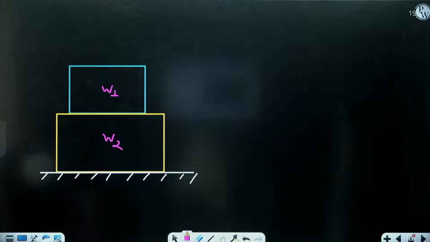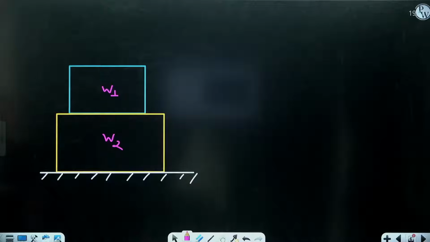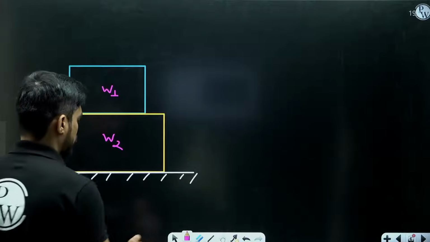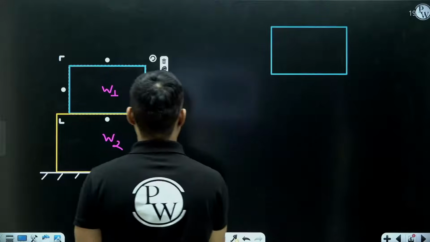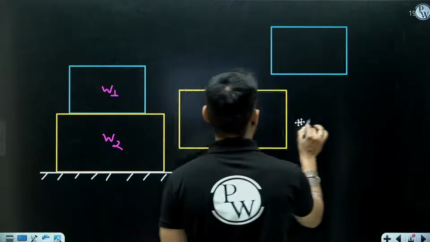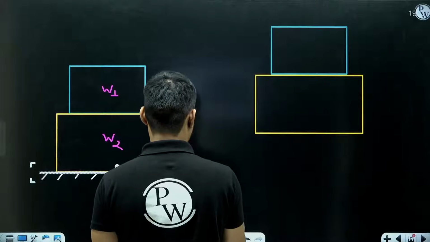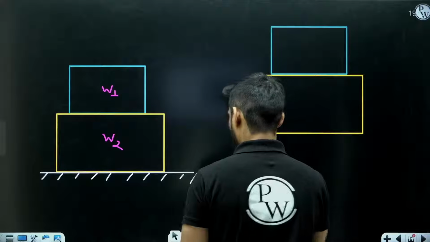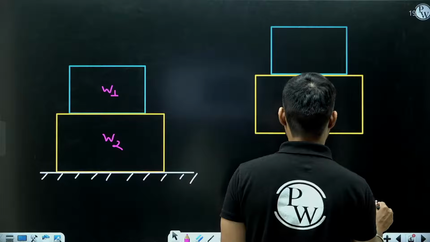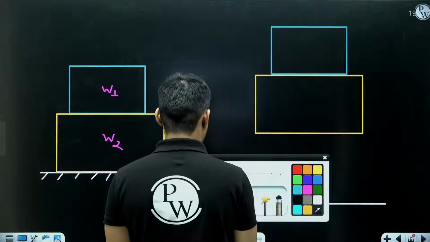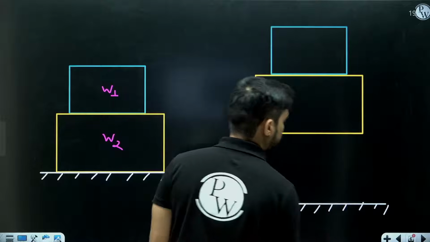Now understand, in the first case, I will draw the FBD of both these boxes together. So what I am doing is, I am isolating only the yellow box from this surface. I am isolating this yellow box from the surface. I am not isolating the blue box and yellow box. I am only isolating the yellow box from the surface.